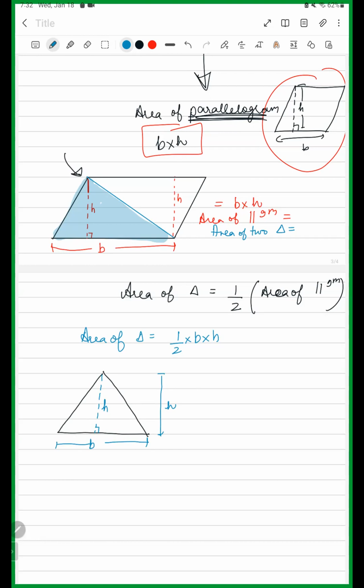ओके, अंडरस्टूड टिल हियर? Yes. ओके, अच्छा.